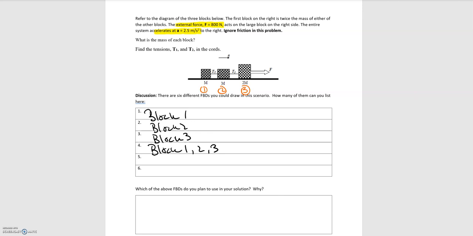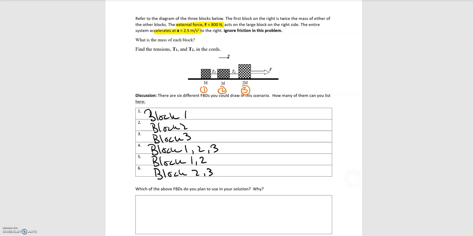And then following that same logic, we can separate the system into blocks that are attached to one another. So we can do block 1 and 2, and then we can do block 2 and 3. You may be tempted to say we can do block 1 and 3, but we have those blocks separated by another block, and so those two aren't connected, so we can't group them together in terms of a free body diagram.